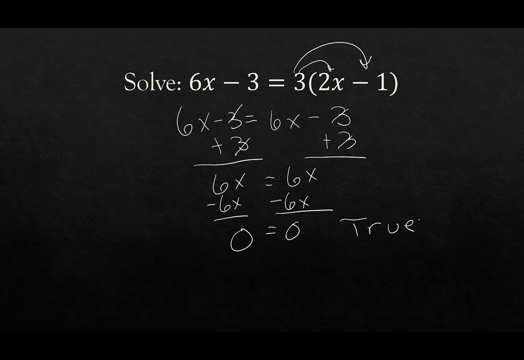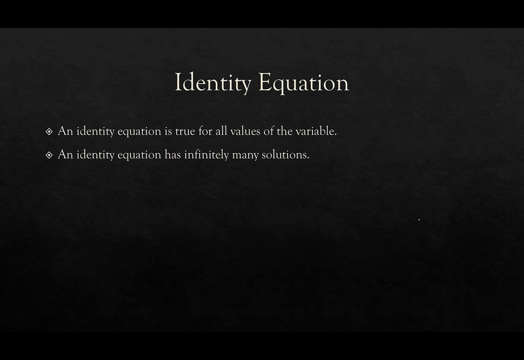So this time we have a different thing that went on. We got to the end and we got 0 equals 0. So this we call an identity equation. An identity equation is true for all values of the variable. So any number I want to put into that equation, it's going to make it a true statement. Identity equations will have infinitely many solutions. So 3 things going on here. Consistent, we're thinking one solution. Inconsistent, no solutions. Identity, infinitely many.